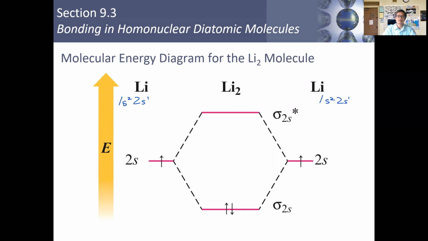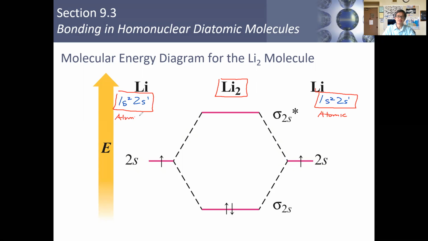Now make sure you keep in mind that we're not yet writing the electron configuration for the diatomic molecule. This is the electron configuration for this atom of lithium, and this is the electron configuration for this other atom of lithium. We know that from first year chemistry. Each lithium atom has two electrons in the 1s orbital and one electron in the 2s orbital. So these are the atomic electron configurations, but we know that already.